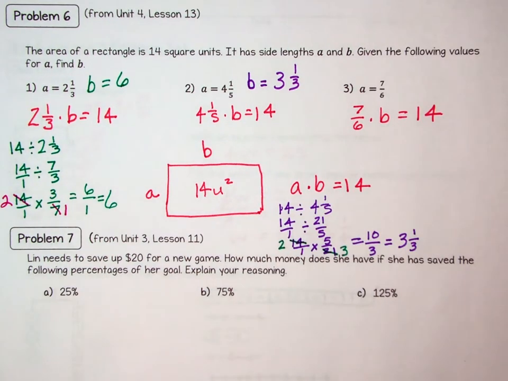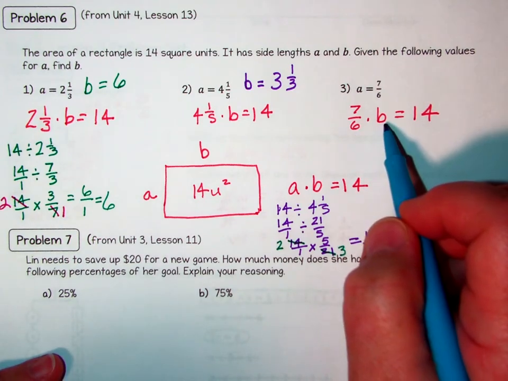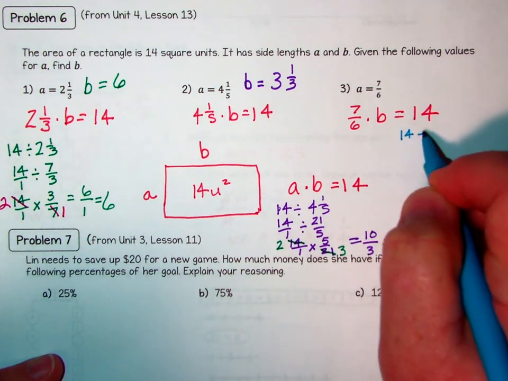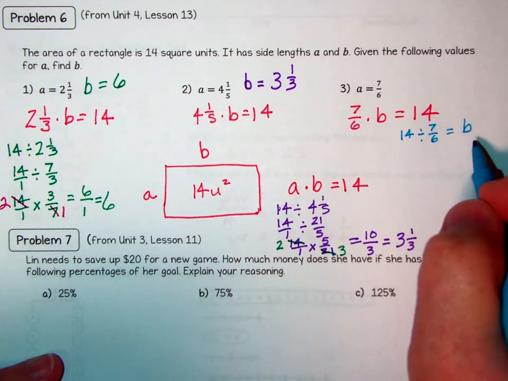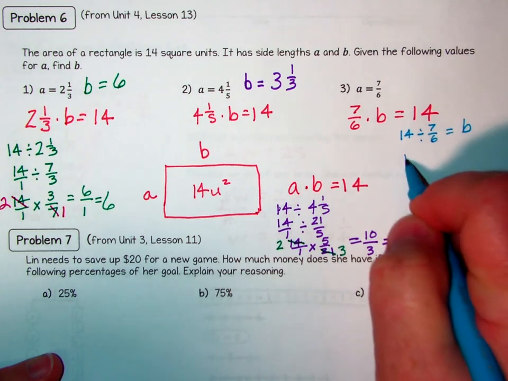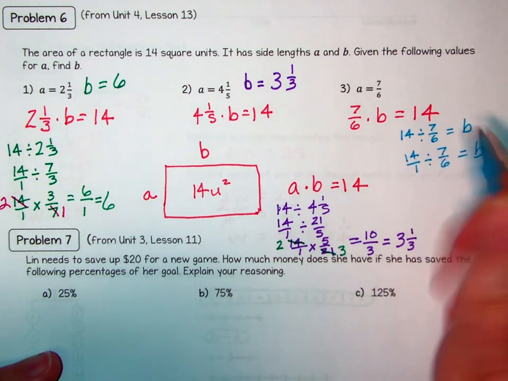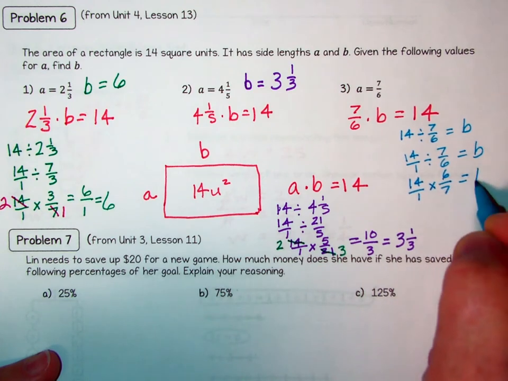All right, now I am up to problem 3, where A is equal to 7/6. Again, if 7/6 times B equals 14, I can figure out what B is by dividing 14 by 7/6. So 14 divided by 7/6 is going to equal B. Convert everything into improper fractions. 7/6 already is, but 14 we're going to rewrite as 14 over 1. And I'm going to do my keep, change, flip. So 14 over 1 times 6 over 7 equals B.